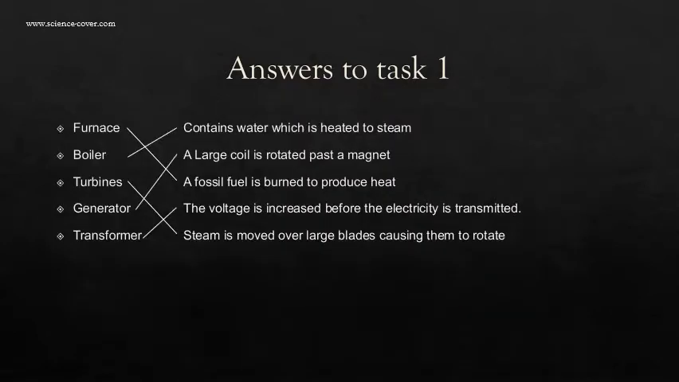The job of the furnace is that a fossil fuel is burned to produce heat. A boiler contains water which is heated to steam. In the turbines, the steam is moved over large blades causing them to rotate. The generator is a large coil that is rotated past a magnet, and in the transformer the voltage is increased before the electricity is transmitted.